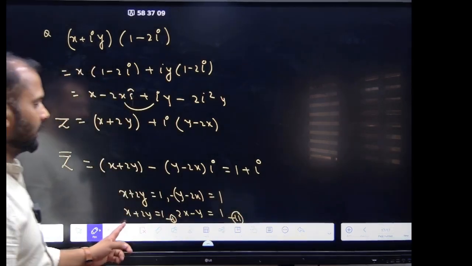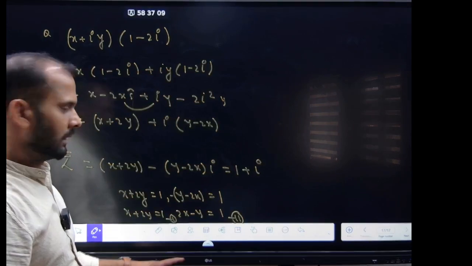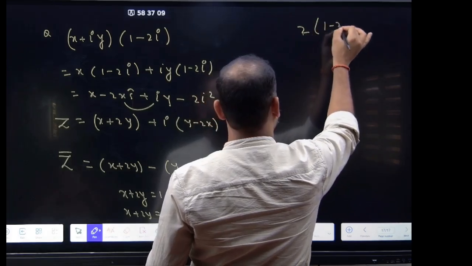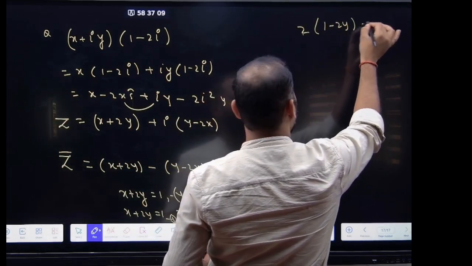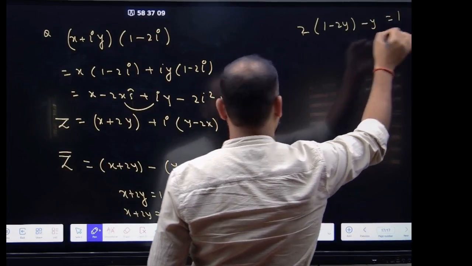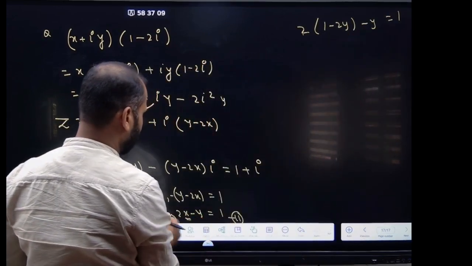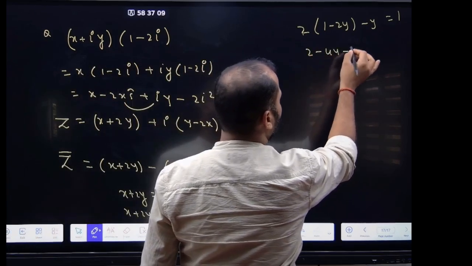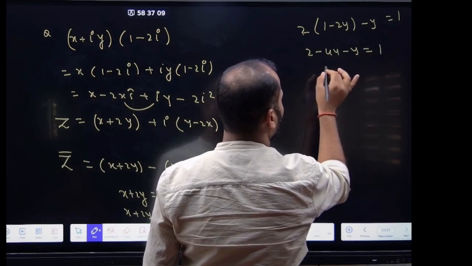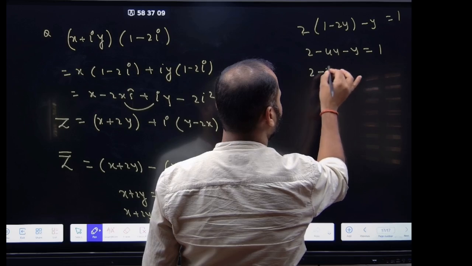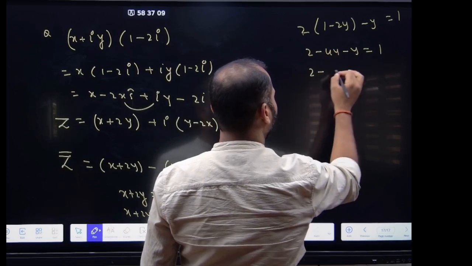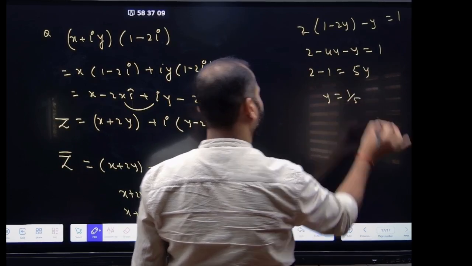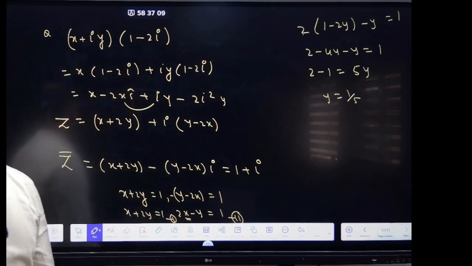How to solve both the equations? Substitute any one of that. From here to here if you substitute, let it be, I will be writing x value 1 minus 2y, minus y is equal to 1. Right, this x value I am substituting from here to here. So what you will get, 2 minus 4y minus y is equal to 1. Am I not? 2 minus 1 is equal to 5y. So y will be 1 by 5. Correct? Y is equal to 1 by 5.